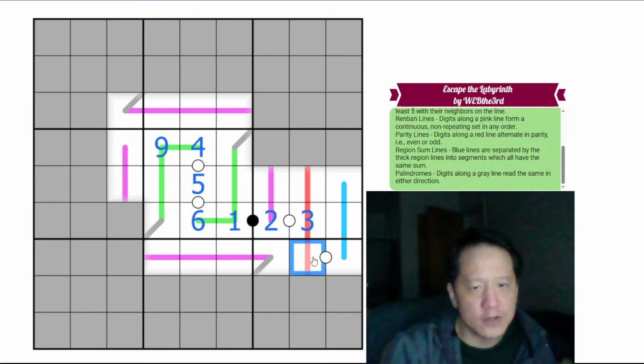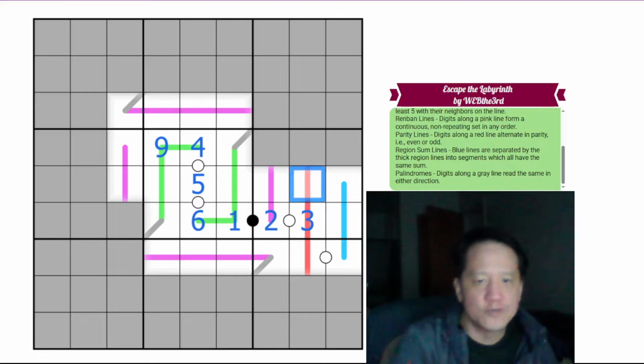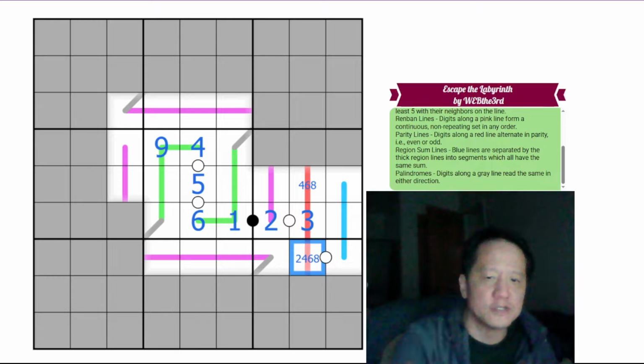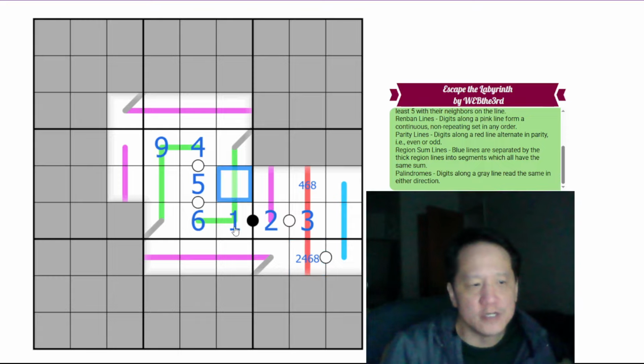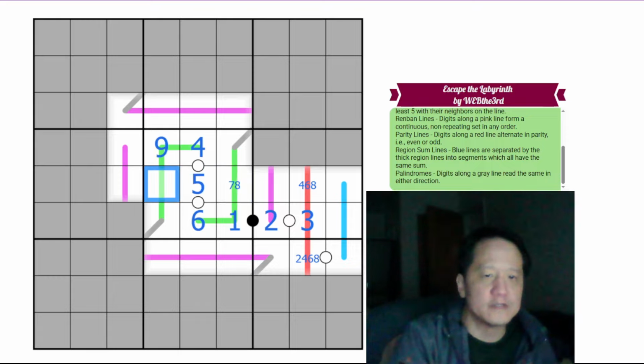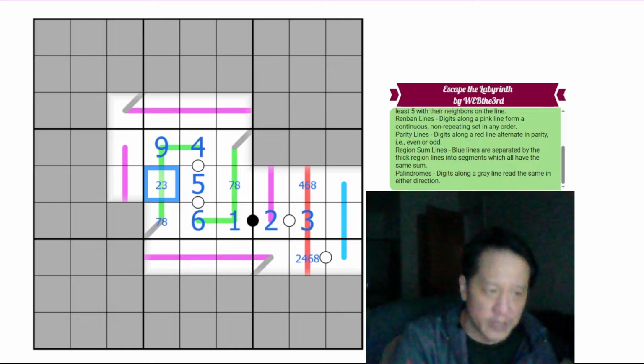Therefore, these are even digits, because this is an odd digit. So this is 4, 6, and 8. This is 2, 4, 6, 8. This digit is 5 or more away from 1. So this is 7 or 8. This is 5 more away from 9, so it's 2 or 3. Therefore, this is 7 or 8 to be next to the 2 or 3, and this is 2 or 3 here.